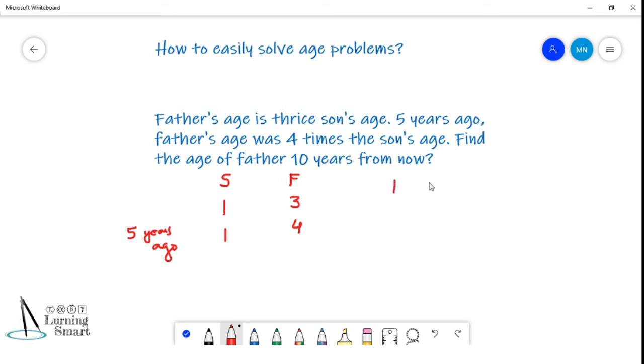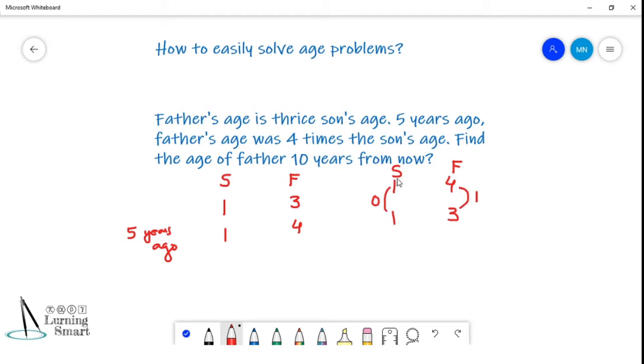Let's write 1 and 4, 5 years ago on top and the present age on bottom for convenience. This is son's age, this is father's age. Now see this, what is the difference? 4 minus 3, that's 1. 1 minus 1, it's 0. So what should be the difference? The difference should be same, right?